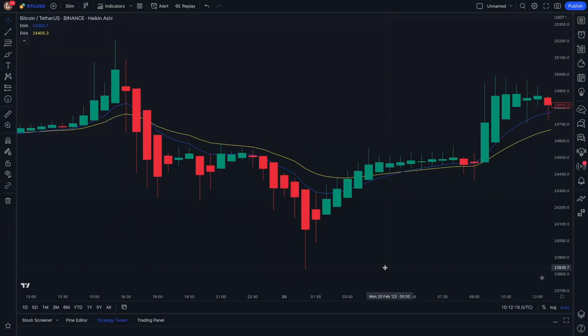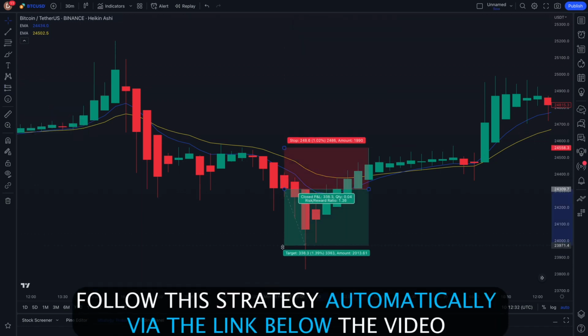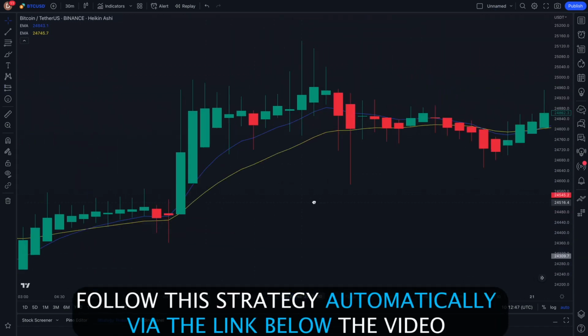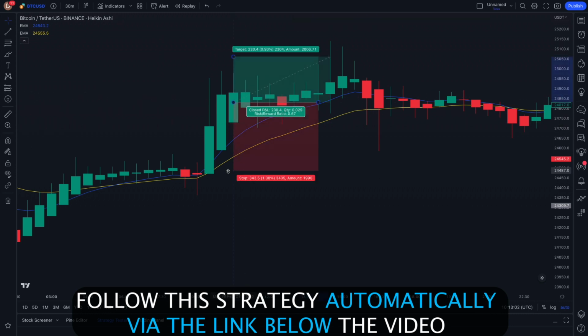Backtesting. Now that you understand the principle of trading with this strategy, let's backtest and analyze the result to gain even more confidence in the profitability of this strategy.